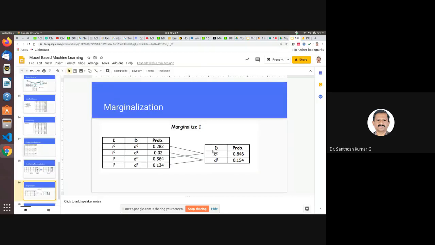So now the table becomes what? How will you do that? You take the D0 values represented in this table. These two D0 values, I take 0.282 plus 0.564, and that becomes the value for D0. For the D1 case, it is 0.02 and 0.134. So this is the marginalized table for D from the joint probability distribution P of I comma D.